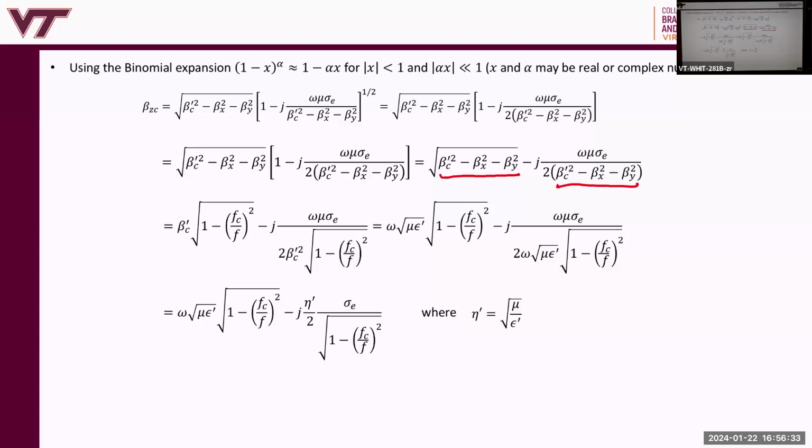This is what we wrote that term as. Very good. Omega mu sigma 2 beta c squared. So what have we done here? We've said that beta c prime squared minus beta x squared minus beta y squared is equal to beta c prime times the square root of 1 minus, one of these has got a typo. And we already said that this was beta z, right? Yeah. So, good. So, this is not squared.